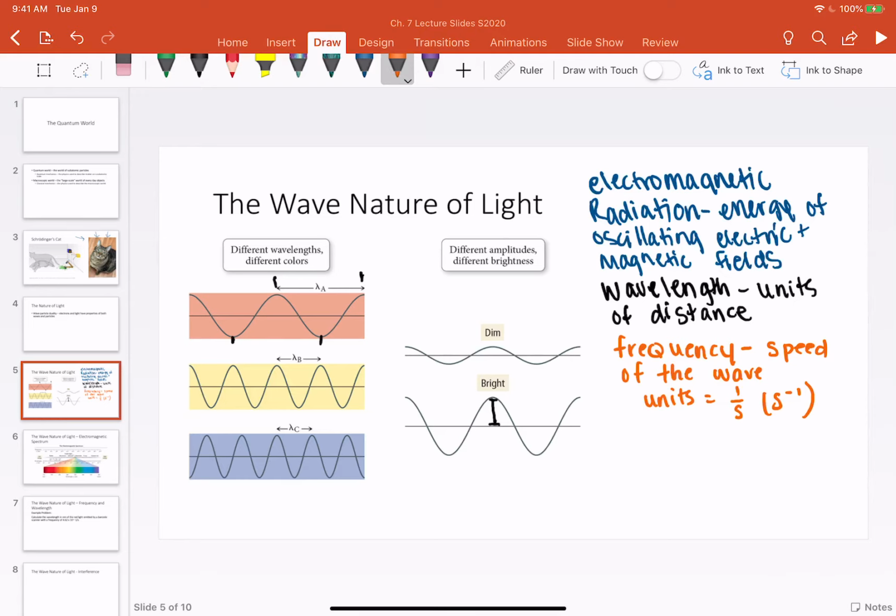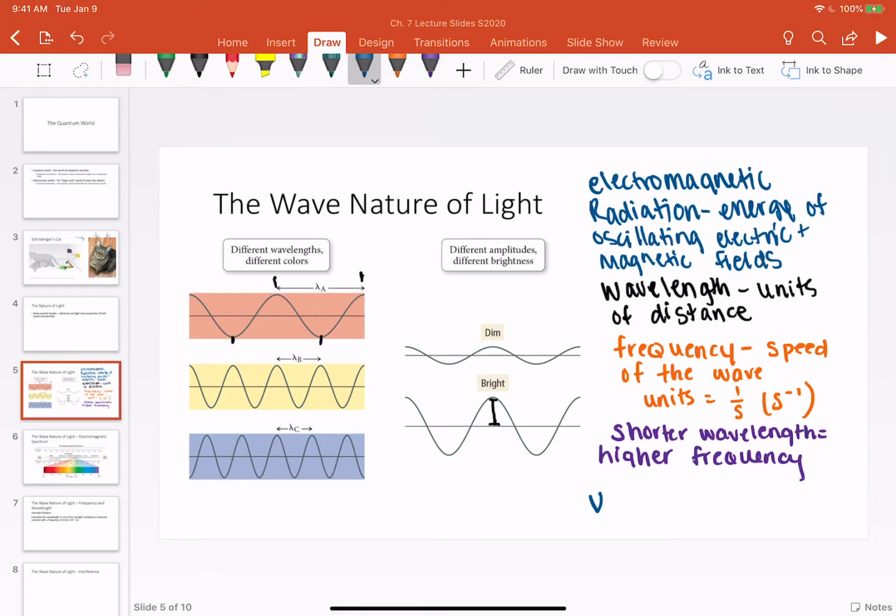And frequency and wavelength are related. Frequency and wavelength are inversely proportional to each other. So that means that something that has a shorter wavelength is going to have a higher frequency. And there's an equation that we can use to determine the relationship between those.